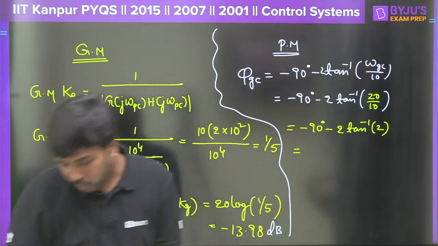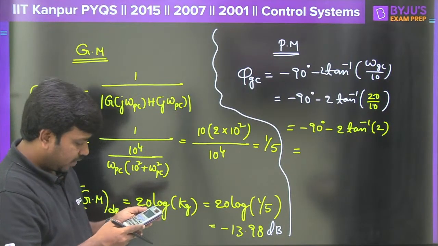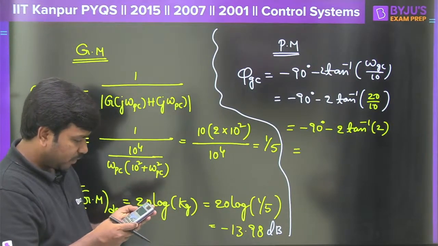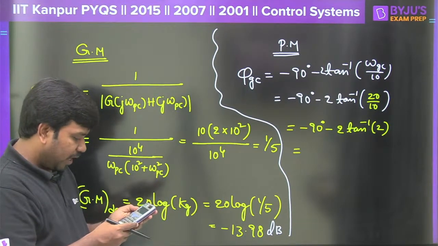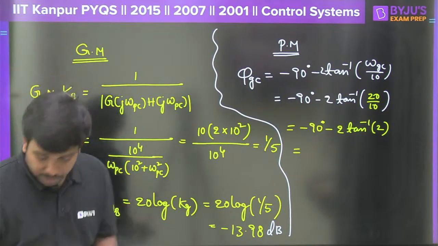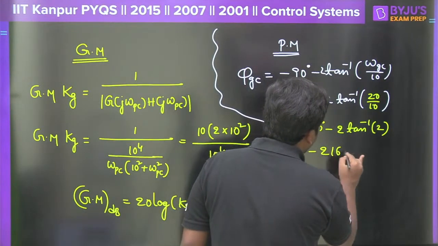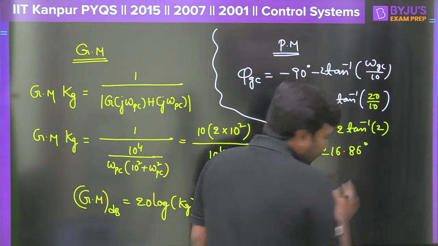So I would say, somebody has given already the answer, but good. So tan inverse of 2, so it will have some value into 2 and plus again 90 here. So it is 216.86 degree, so minus 216.86 degree. Do you think that this is a phase margin?